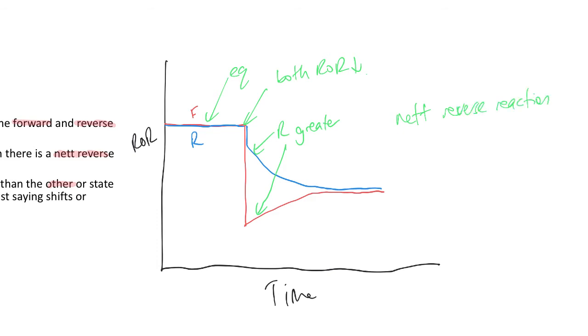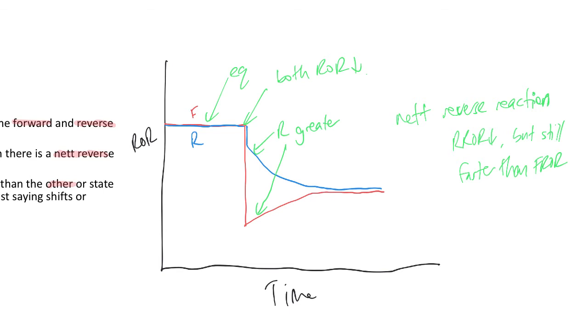Now you'll notice that the reverse rate of reaction decreased, but there is still a net reverse reaction because the reverse rate of reaction is faster than the forward rate of reaction, even though the reverse rate of reaction decreased. So the reverse rate of reaction decreased, but is still faster than the forward rate of reaction. Okay, so the idea is that this net reaction doesn't say whether it increases or decreases, it just says which one is going faster than the other.